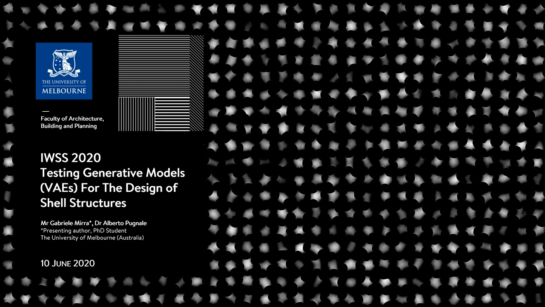This presentation is about testing generative models, in particular variational autoencoders, for the design of shell structures. My name is Gabriel Mirra, and I'm a PhD student at the University of Melbourne in Australia. I'm presenting on behalf of both authors.